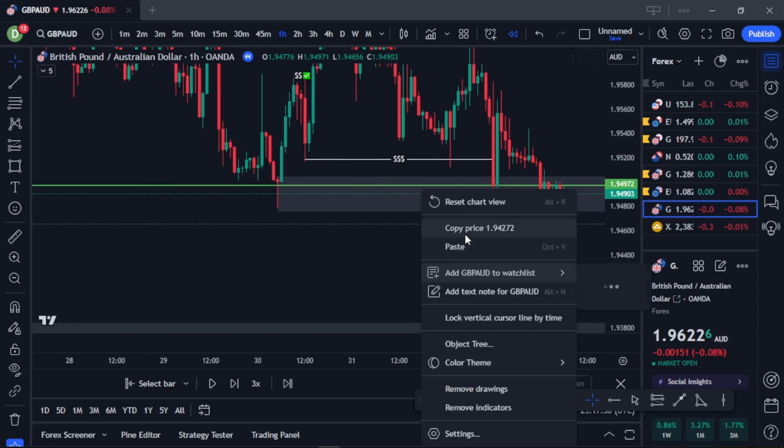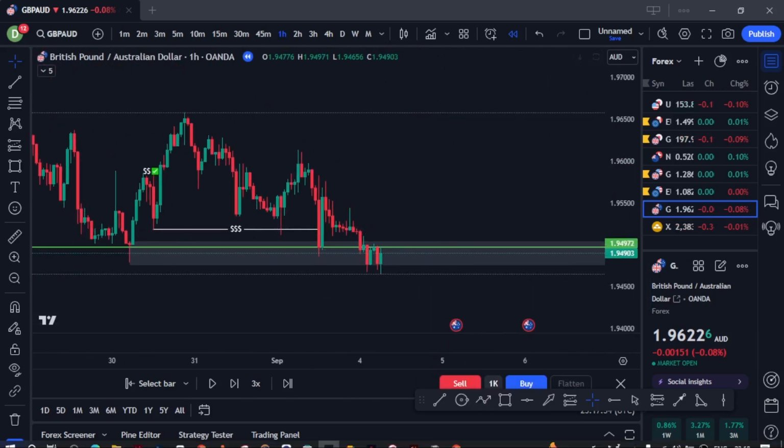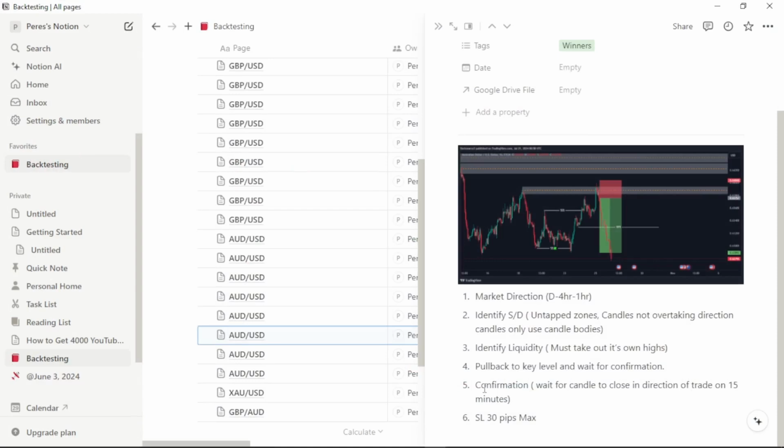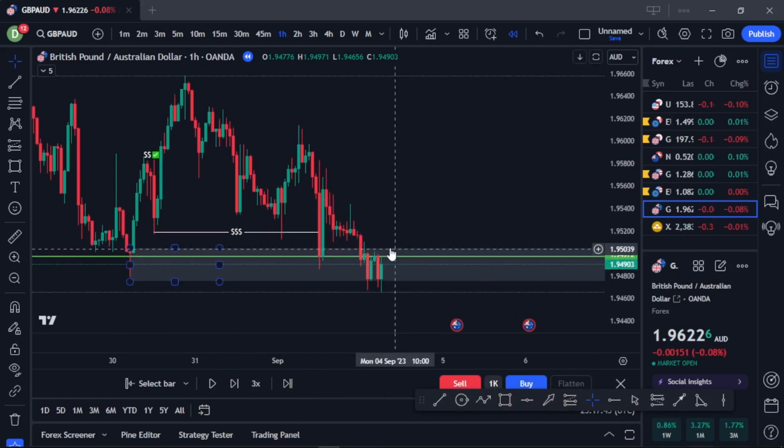Now, once the market comes in here, when you are looking for your entry, we look at the 15-minute time frame for it. Now they say, what is your entry confirmation? Wait for a candle to close in the direction of trade on the 15-minute time frame. So on the 15-minute time frame, we are waiting for a bullish candle to close above the demand area. So for that, let's fall to the 15-minute time frame.